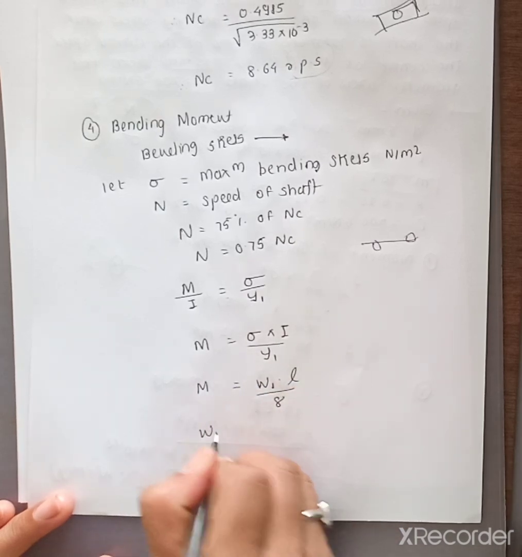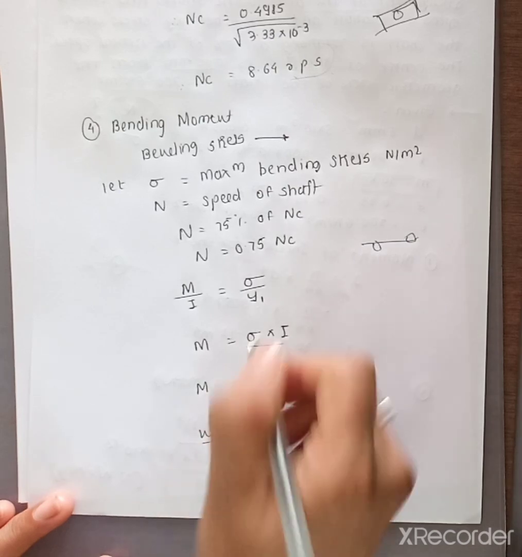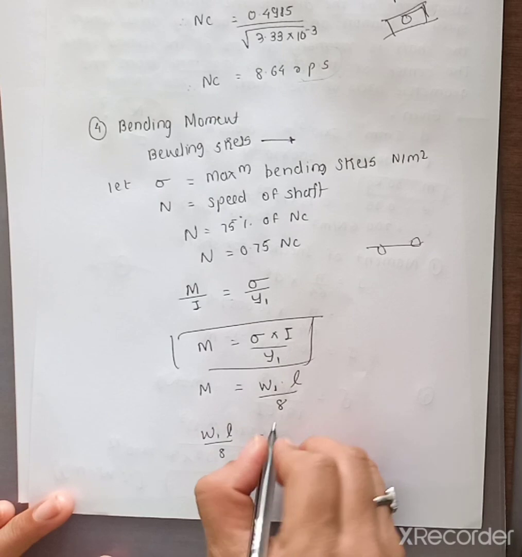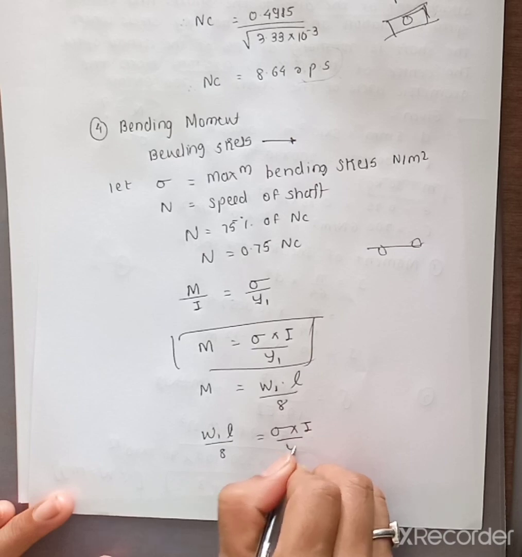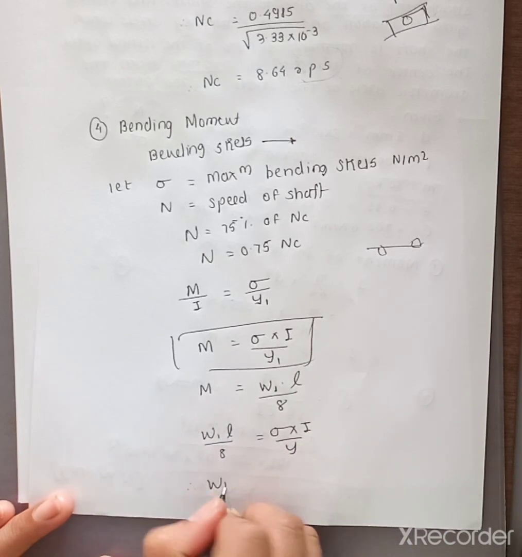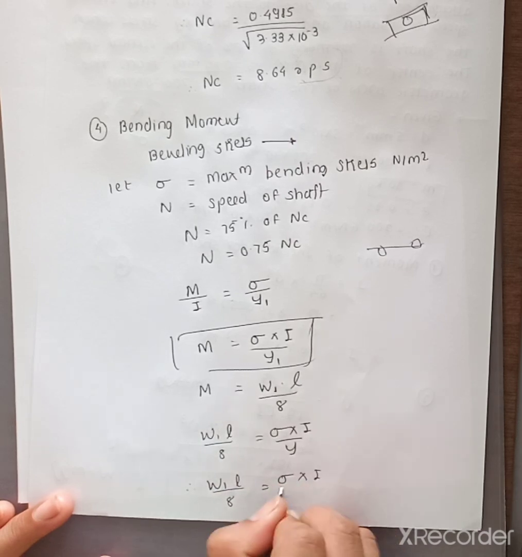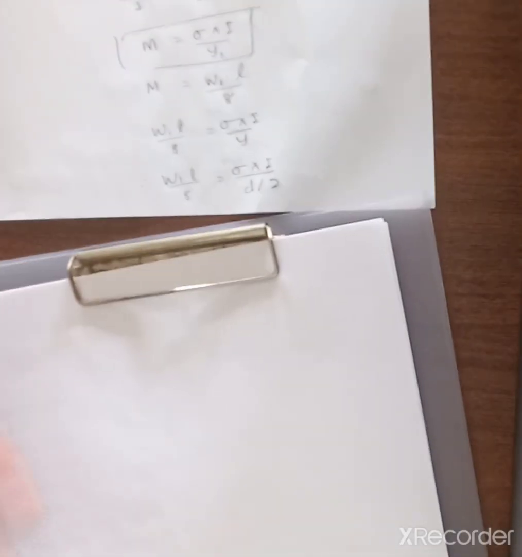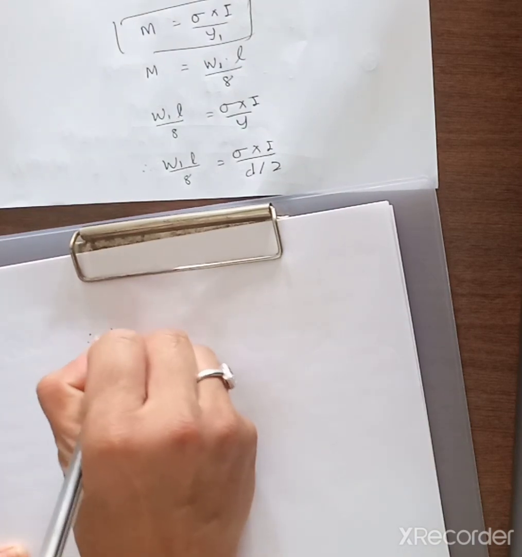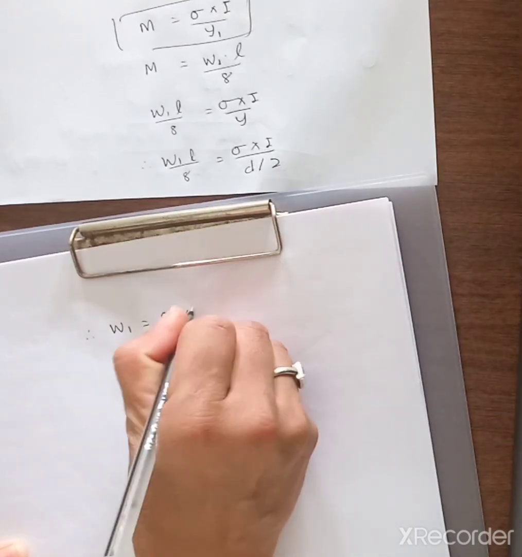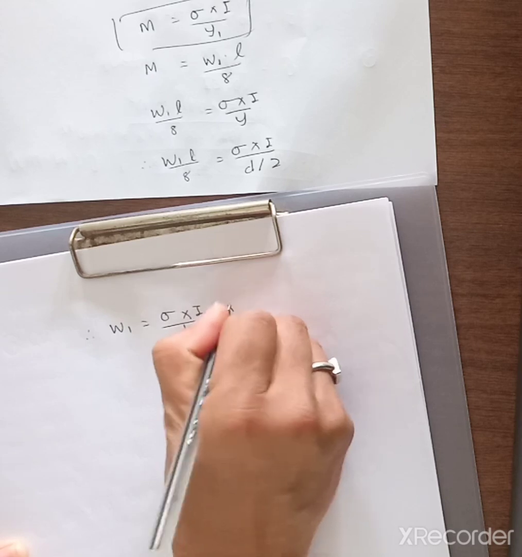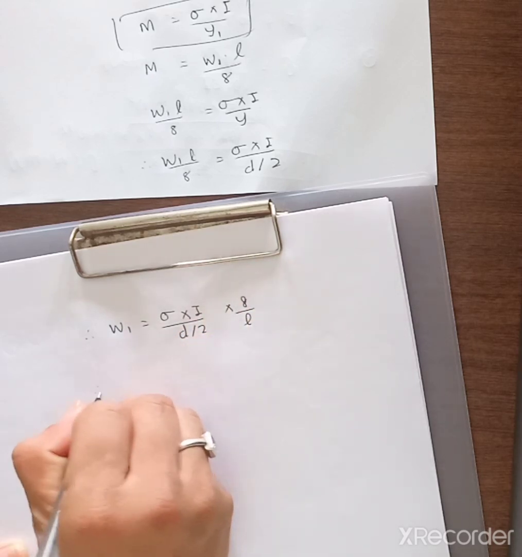We can solve it as W1 L upon 8 is equal to, we will use the formula here, sigma into I upon y. What is the value of y? It is d by 2, that is half of the diameter. Therefore we can obtain the value of W1. We will take this L and 8 to the right hand side, so W1 is equal to sigma into I upon y into 8 upon L.